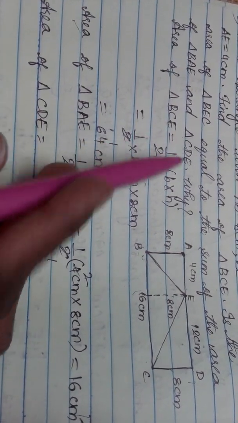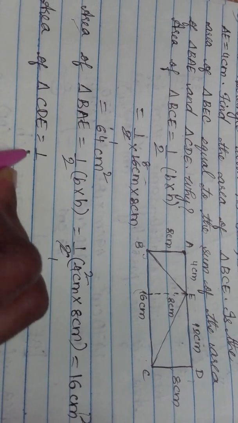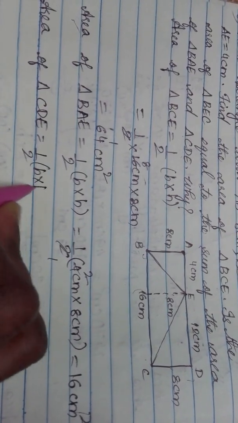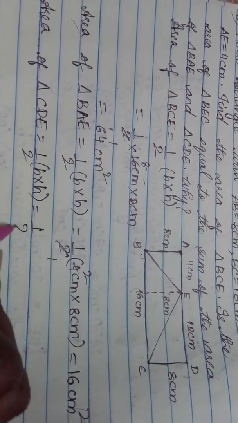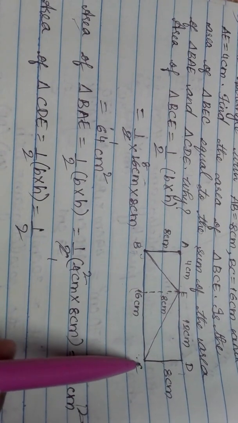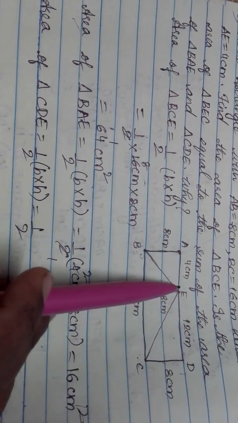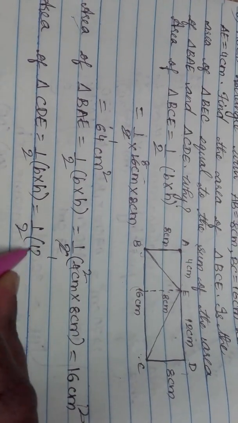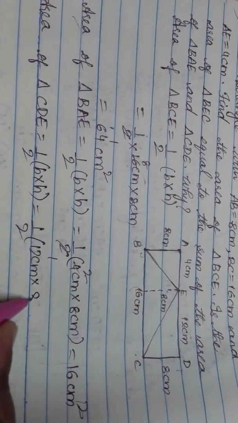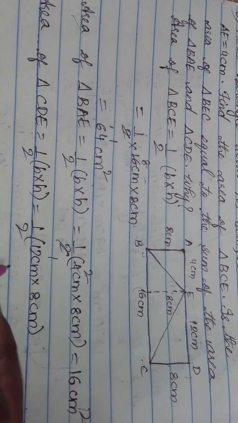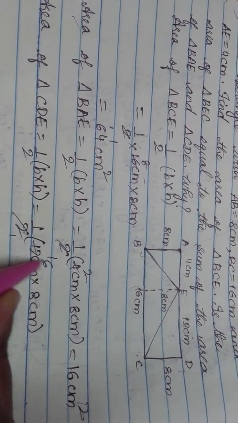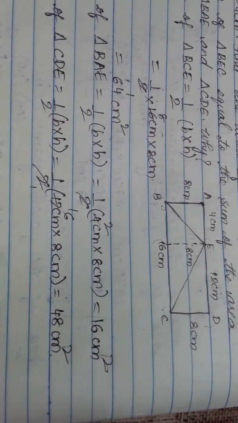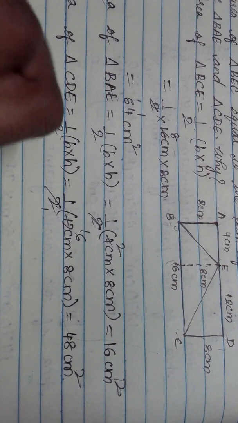CDE, it is given in the question, so we are finding it out. Half base into height. What is the base here? C, D, E. The base is 12 and the height is 8. Half into 12 centimeters into 8 centimeters. Now let's cancel. 2 ones are 2, 2 sixes are 12. 6 eights are 48. Centimeter into centimeter is square centimeters.